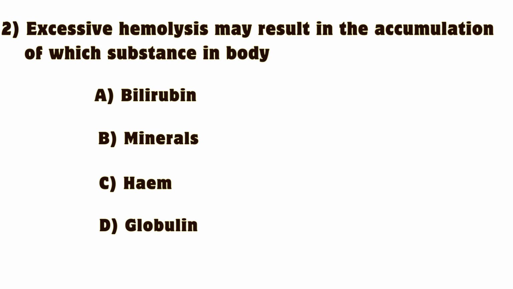Next question is, excessive hemolysis may result in the accumulation of which substance in the body? Options are option A, bilirubin, option B, minerals, option C, heme, option D, globulin. Right answer is option A, bilirubin.